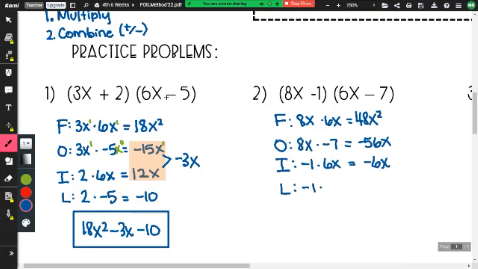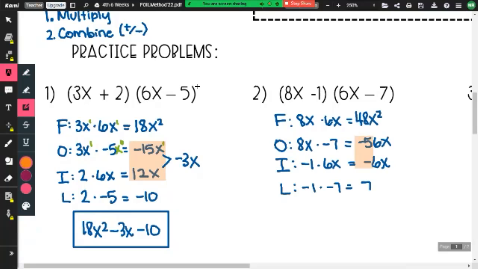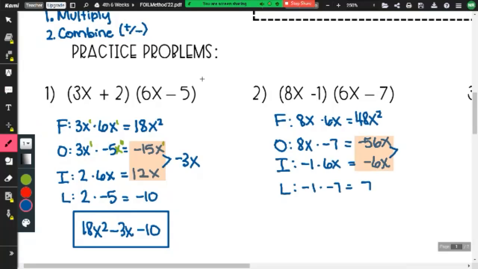Last, negative 1 times negative 7. 2 negatives make a positive. 1 times 7 is 7. You combine the middle two. Now, doing FOIL this way does require a little bit more writing. So there is a shorter way if you would like to do it on your assignment. So 48x squared minus 62x plus 7.